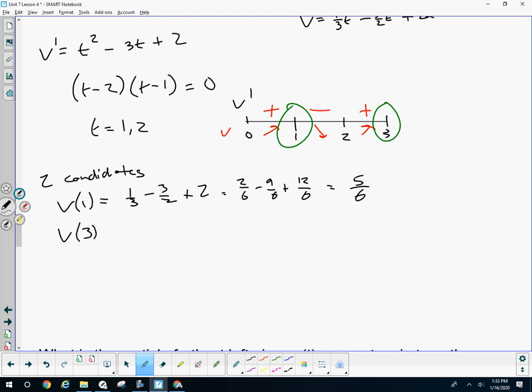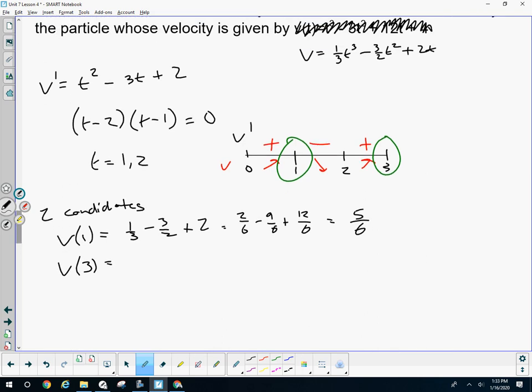V of 3 is 9 minus 27/2 plus 6. That's 18/2 minus 27/2, which is minus 9/2, plus 12/2, which is 3/2.